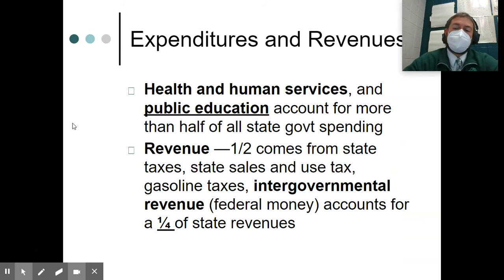Expenditures and revenues: health and human services, and public education account for more than half of all state government spending. Revenue: half of the state's revenue comes from state taxes, the state sales and use tax, and then gasoline taxes. Intergovernmental revenue, which is basically money from the federal government to the state government, accounts for a quarter of state revenues.